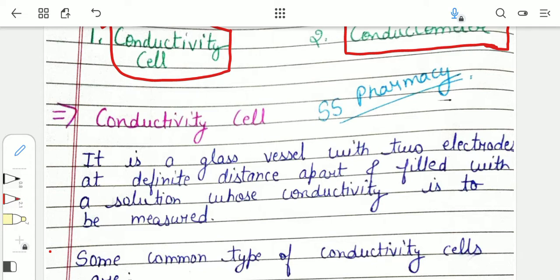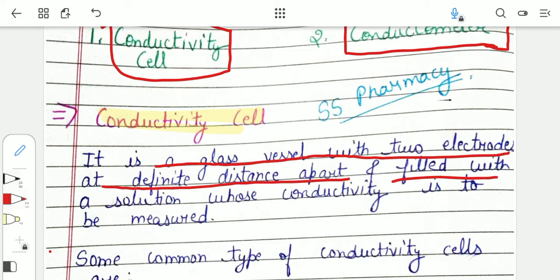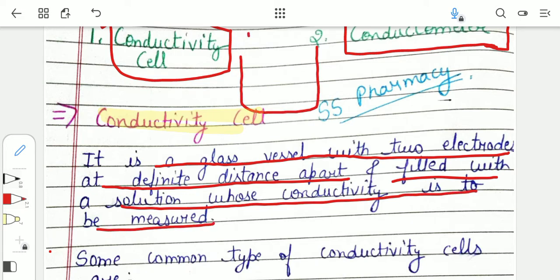So firstly we will talk about the conductivity cell. A conductivity cell is a glass vessel with two electrodes at a definite distance apart and filled with a solution whose conductivity is to be measured. For example, this is any kind of glass vessel, and in this glass vessel two electrodes are fixed at some definite distance apart, and the solution whose conductivity we have to measure, we place in this vessel. Now this whole equipment becomes our conductivity cell. This is the basic of our conductivity cell.